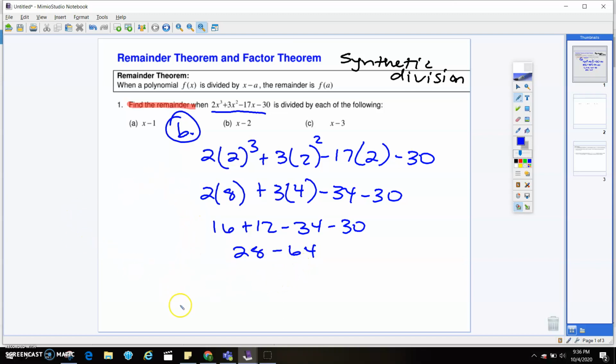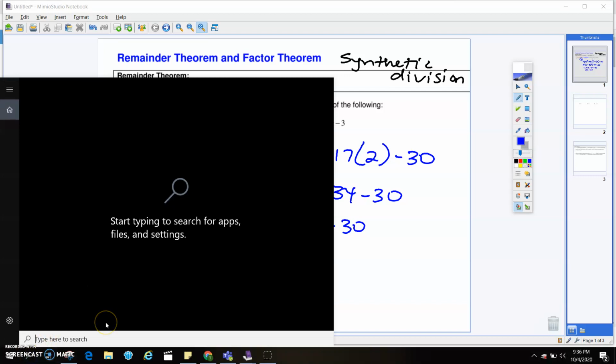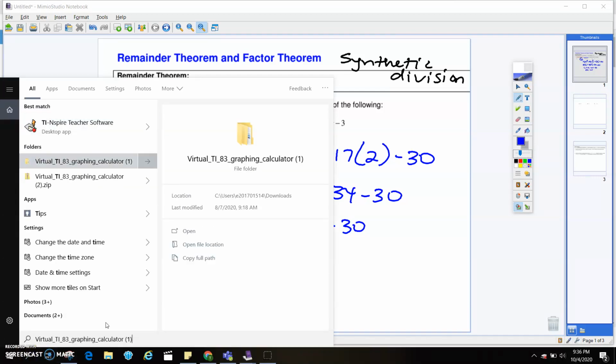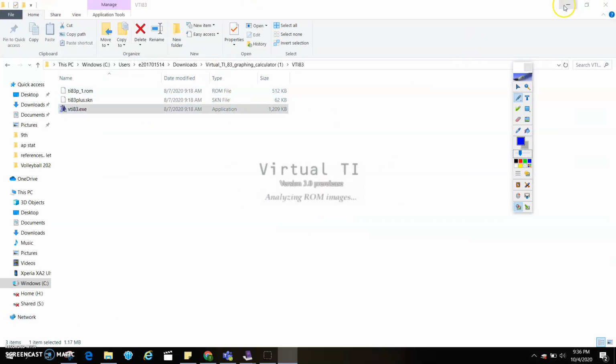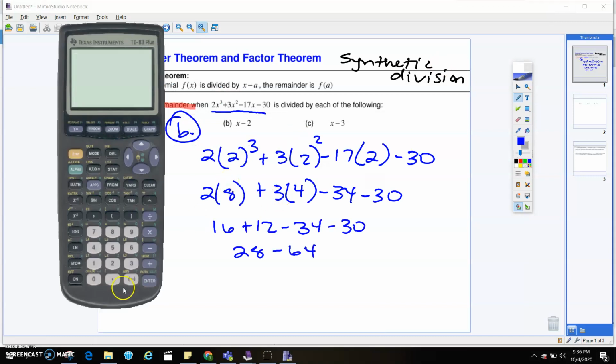And if I combine these, and for my people who are like, I can't do all of this in my head, you can totally go into your graphing calculator, and that's totally okay. Please make sure that you have a graphing calculator for these, because I know a lot of us are not fans of doing mental math. So we would have 28 minus 64, and that would give us negative 36.